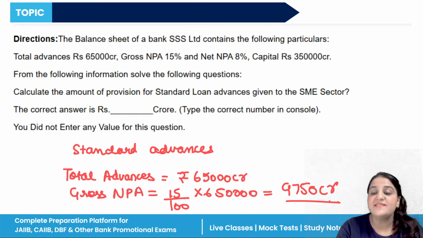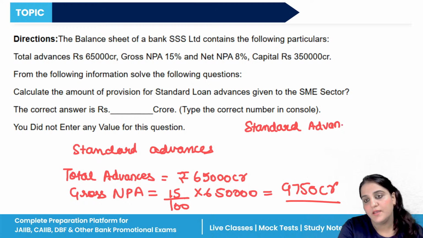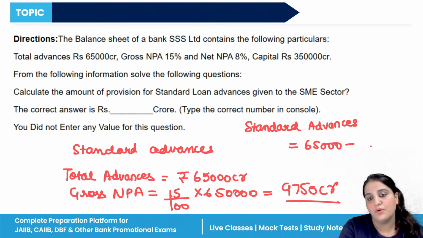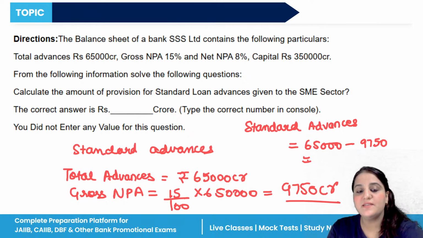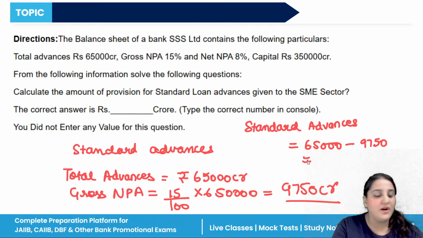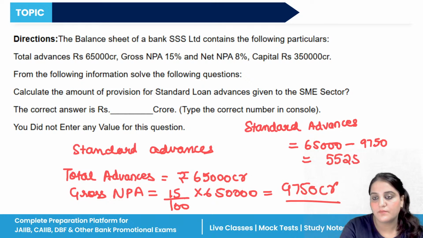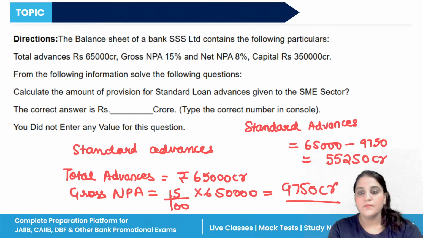So what are the standard advances? Just deduct this amount. Standard advances equal 65,000 crore minus 9,750 crore, which is near about 55,250 crore. Got it?